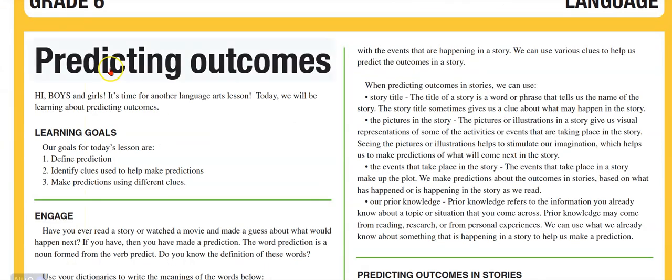So to wrap this one up, we were looking at predicting outcomes. Can you now define a prediction? Can you identify clues used to help make predictions? Can you make predictions using different clues? Now, if you can do these things, then our lesson on predicting outcomes would have been a success.